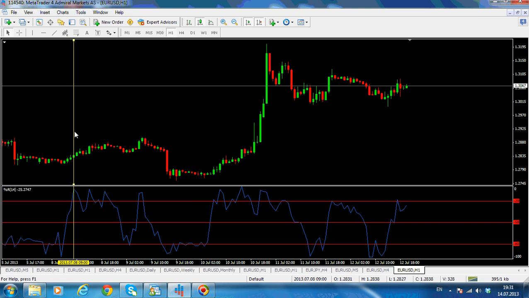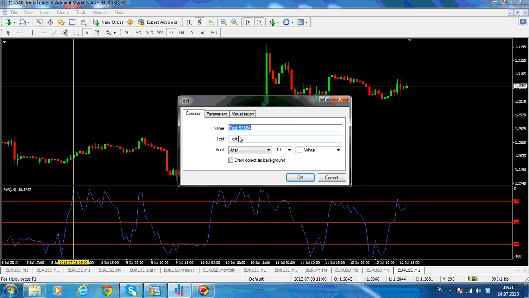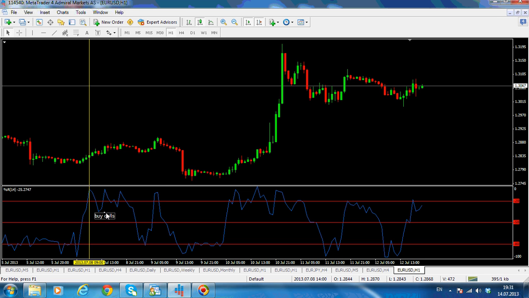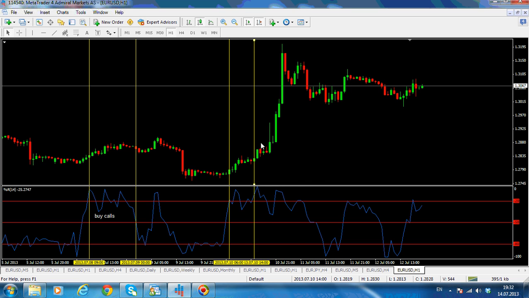So here the level is being broken to the upside. From this moment on, we are looking to buy calls, as long as the oscillator stays here. Until here, you're looking to buy calls. Now this is a 1-hour chart, so you're looking for all the pullbacks to be bought. The same here. Up to here, you're still looking to buy calls.